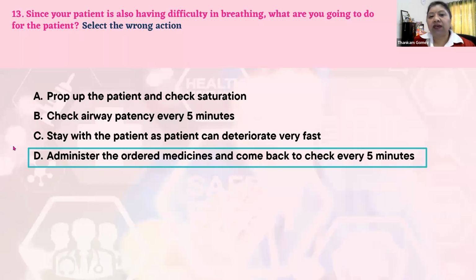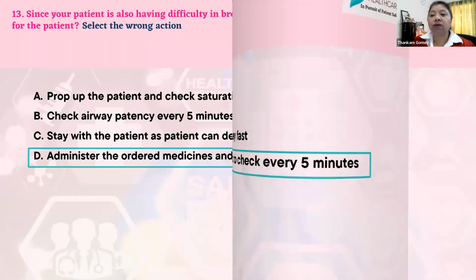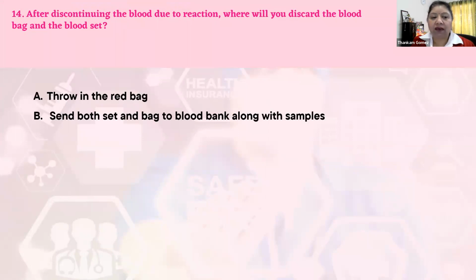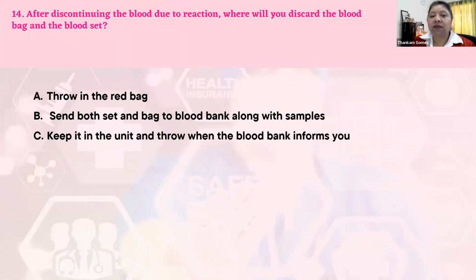Now, this is where the critical thinking skills of every nurse come into play when something goes wrong with the patient. You're able to pick up the right things and do the right actions at the right time. So, after discontinuing the blood due to reaction, where will you discard the blood bag and the blood set? Throw in the red bag, send both set and bag to blood bank along with samples. Keep it in the unit, throw when the blood bank informs you to do so. None of the above. What could be the answer here?